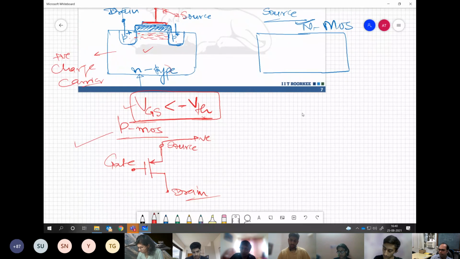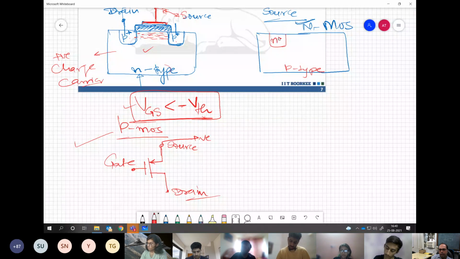Now NMOS is exactly opposite of that. Exactly opposite means here it is a P-type substrate, and then we have regions formed with N-type doping. So heavily doped N plus regions are there. And then we form the channel in a similar way. Again we put a layer of silicon oxide, which is the insulating layer, and then the metal on top of that for the gate connection.